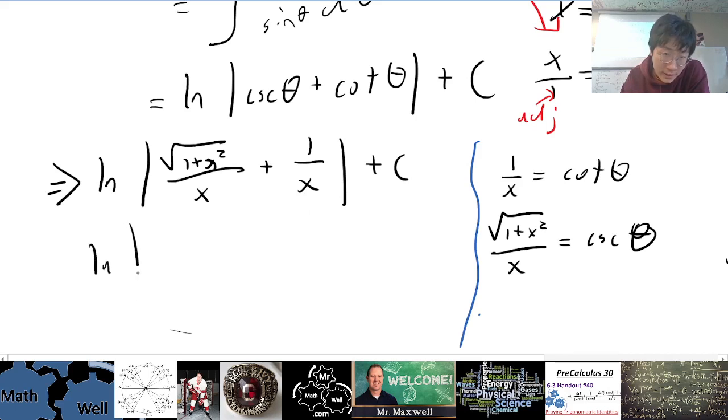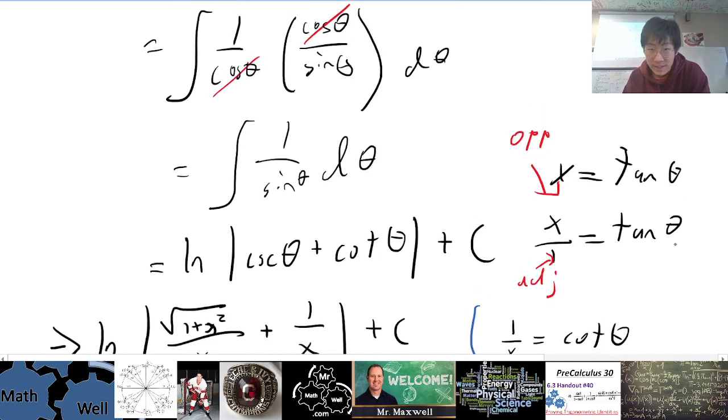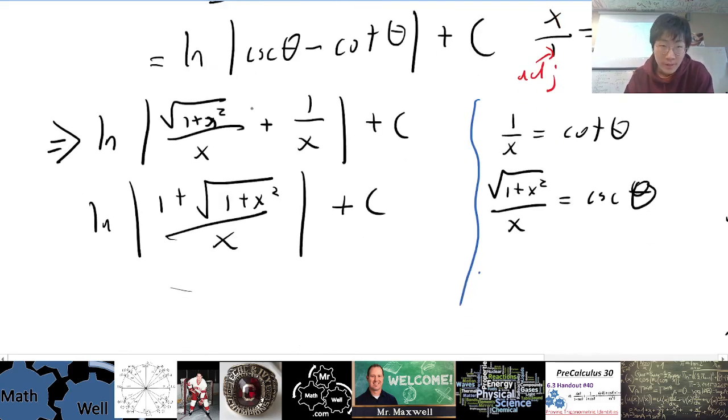Let's simplify that once. We get 1 plus root 1 plus x squared over x plus c, and that should be our final answer, unless I wrote the antiderivative wrong. Hold on, how do you pause this again? Control-Alt-P. All right, so as it turns out, I wrote the antiderivative of cosecant theta wrong. It is cosecant theta minus cotan theta, which is going to change our answer just a little bit. So now we have the root 1 plus x squared over x minus 1 over x.